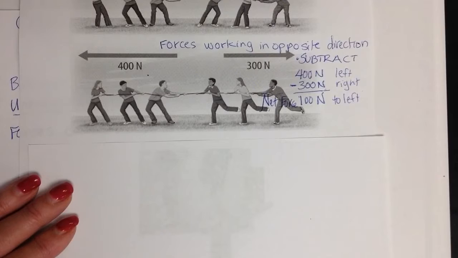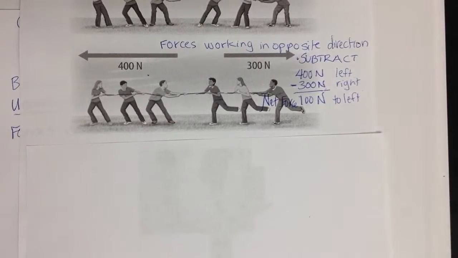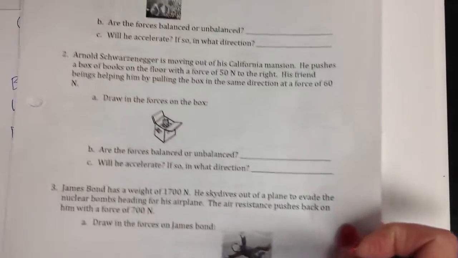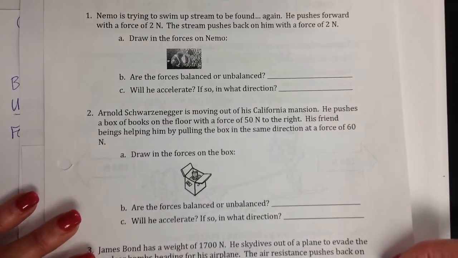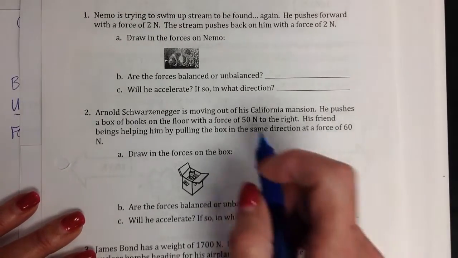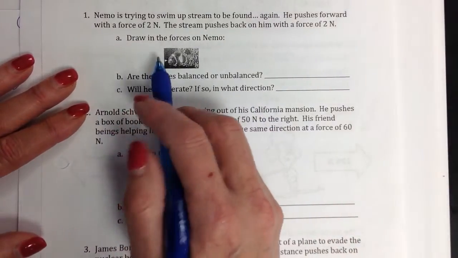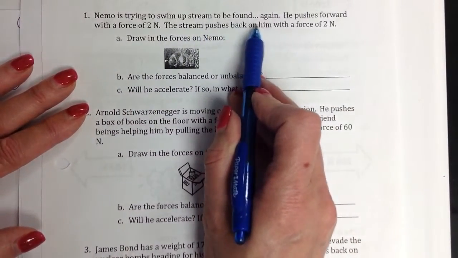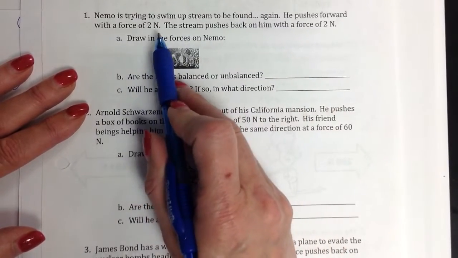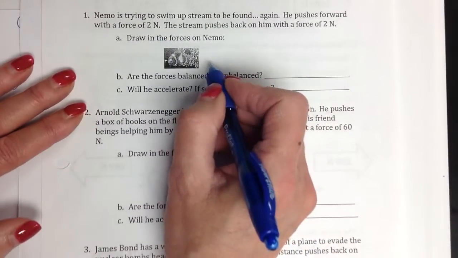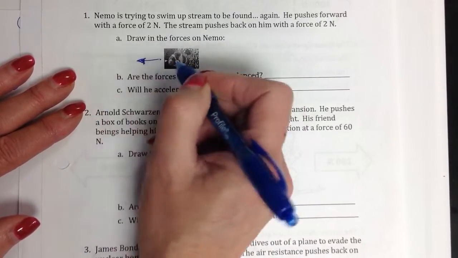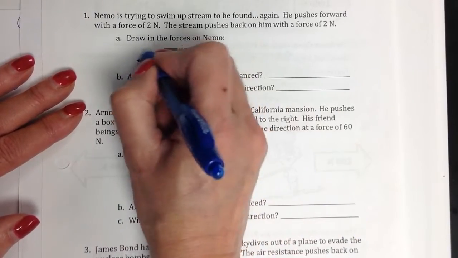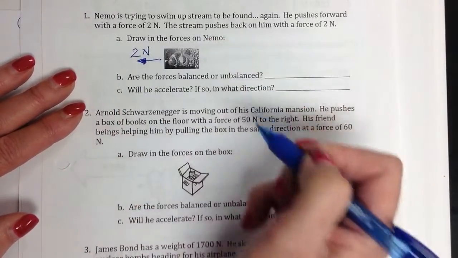Alright, so how are we feeling about this? Let's try a couple more and see how we're feeling about this. Alright, so let's just try some practice problems here to get you a little bit more comfortable with calculating net forces. Alright, this scenario says Nemo is trying to swim upstream to be found again. He pushes forward with a force of 2 newtons. So I'm going to say he's going this direction, so that's his forward. His forward's going to be to the left, so he's pushing forward with 2 newtons of force.